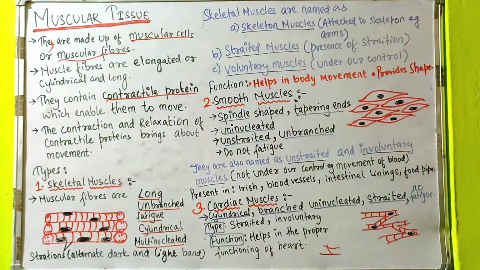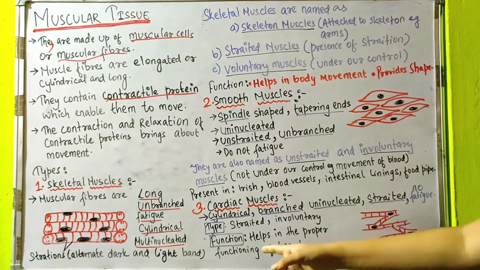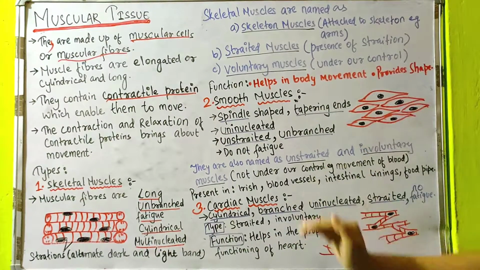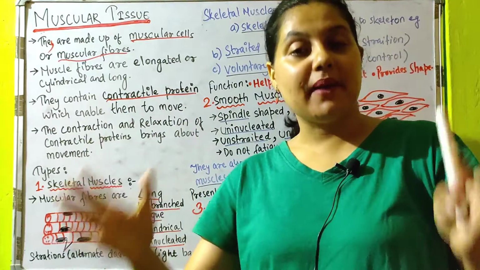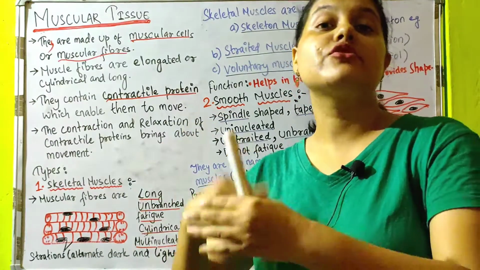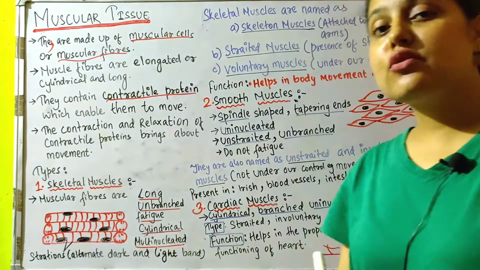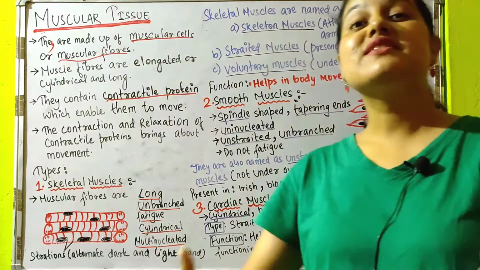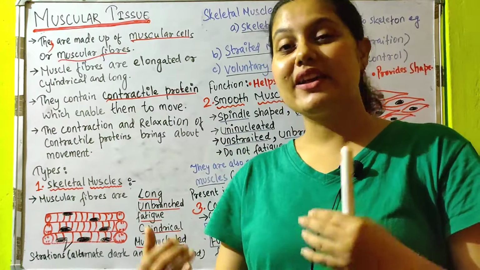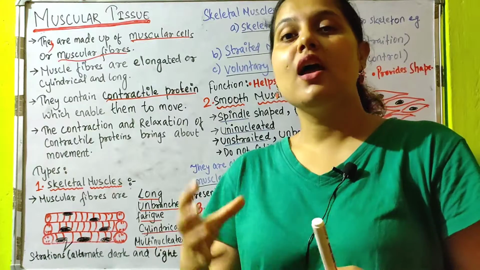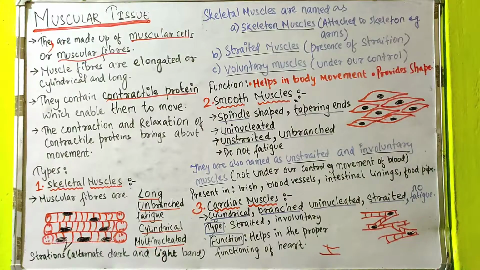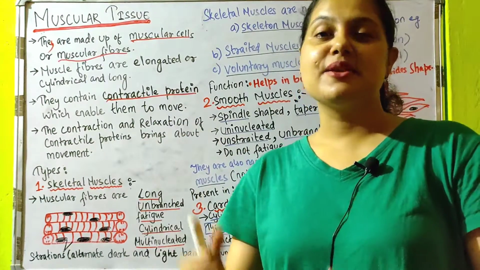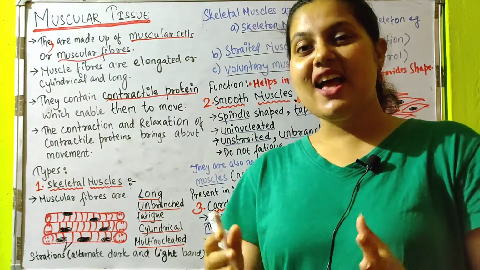Now you see the type: they are striated and involuntary. They are striated because they have an alternate light and dark pattern. That is why these muscles are known as striated muscles. They are also known as involuntary muscles because these muscles are not under our control. We cannot control the heart to pump or not to pump, right? Now you see the function: these muscles bring about the proper functioning of the heart.